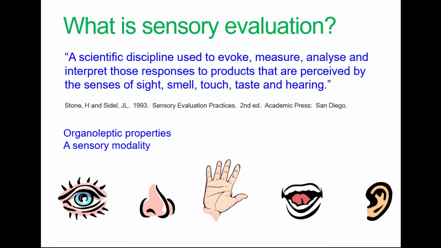Another phrase sometimes used, pretty much the same, is organoleptic properties. Another phrase there, which you may not have come across before, is a sensory modality. This is how we perceive a sense or collection of senses. So flavour is a modality comprising many characteristics, not just taste. Taste and flavour, as you know, are not synonyms.